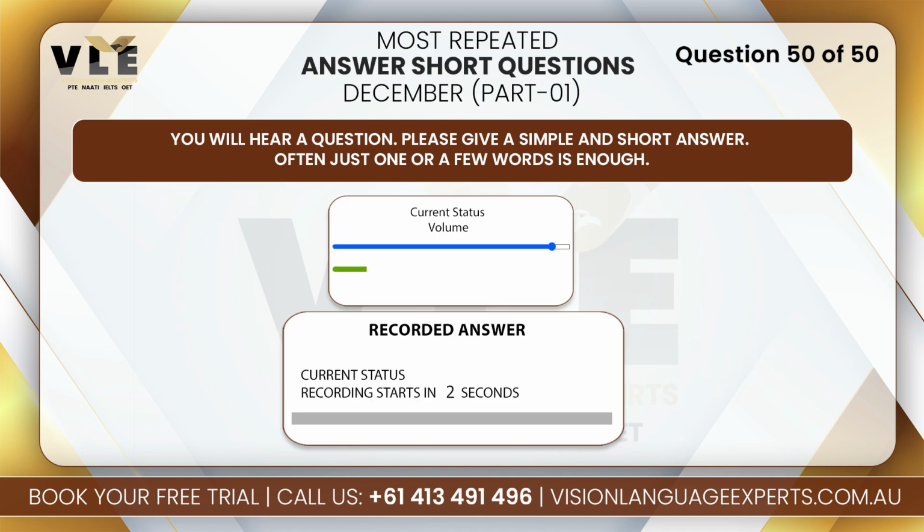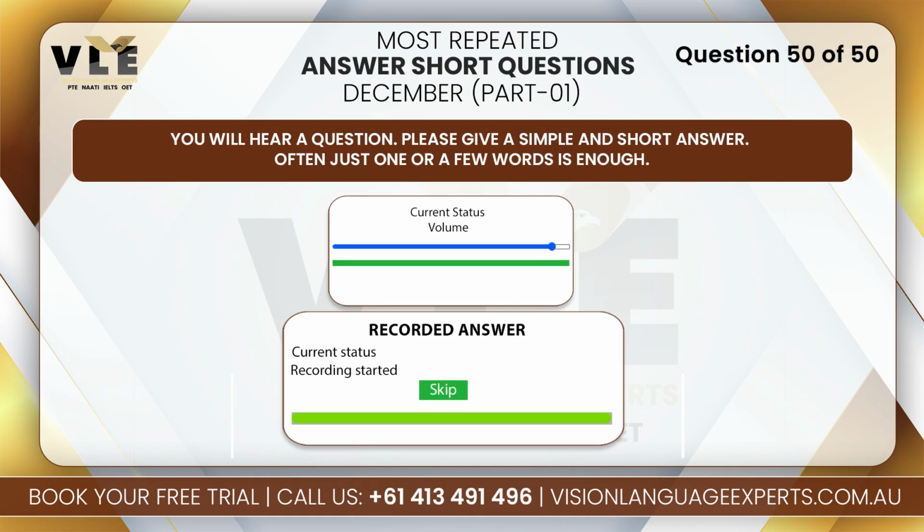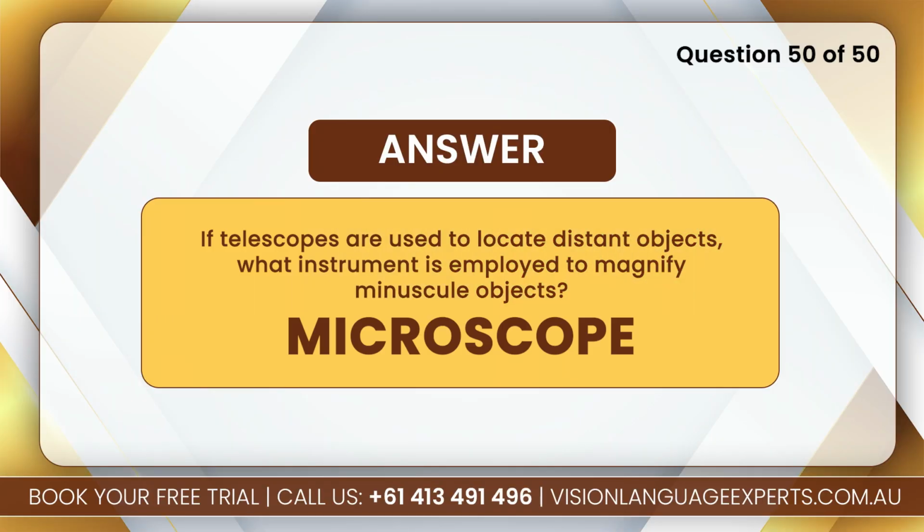If telescopes are used to locate distant objects, what instrument is employed to magnify minuscule objects? Microscope.